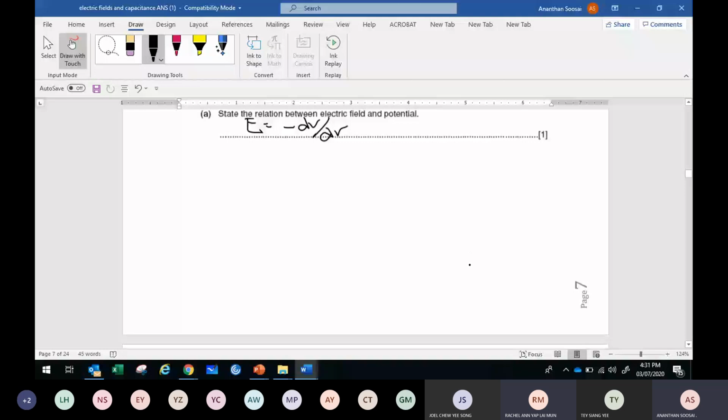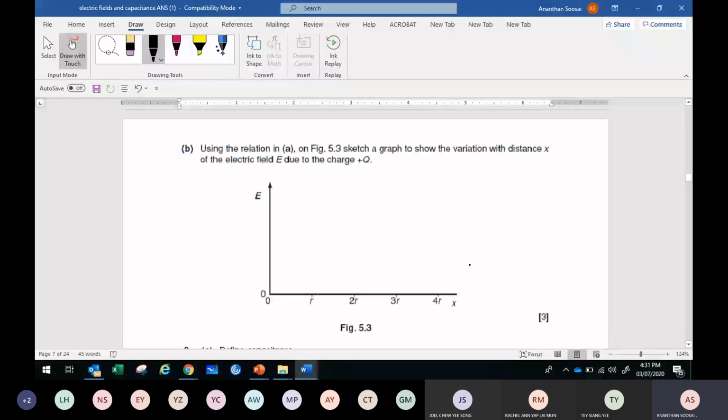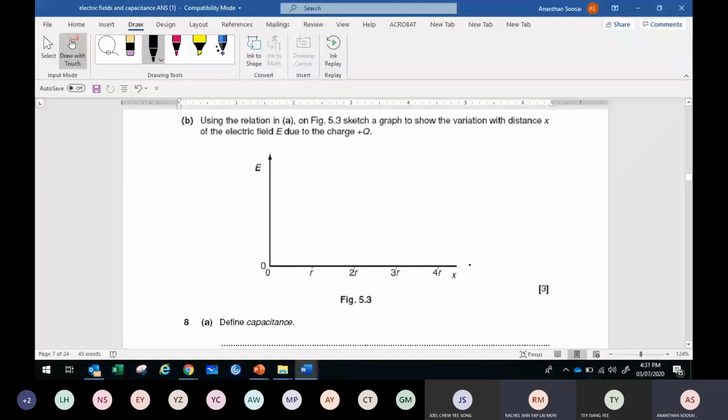Next, draw the electric field strength graph, for positive Q. You draw a dotted line. Here it is going to follow what? E equals what formula? kQ over r squared. So it's going to be a curve.